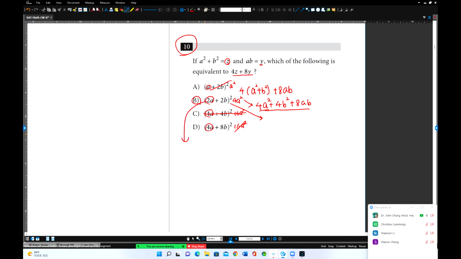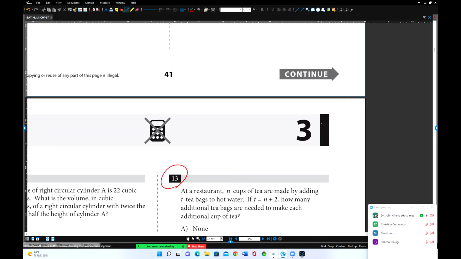When you expand this one, 2a squared is 4a squared, plus 2 times 2a times 2b, after that 2b squared. So this one is 4a squared, plus 2 times 2 is 8, 8ab, and 2b squared is 4b squared. It is actually equivalent. Number 10, B is the answer. The next question is number 13. Now let's move on to number 13.